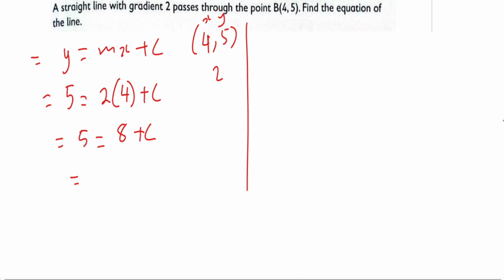So moving it across, it will be 5 minus 8, which is c. So c is equal to minus 3. So now you know c and you know m. You rewrite the equation. Your equation will be in this form: y equal to our m, which is 2x, plus c.